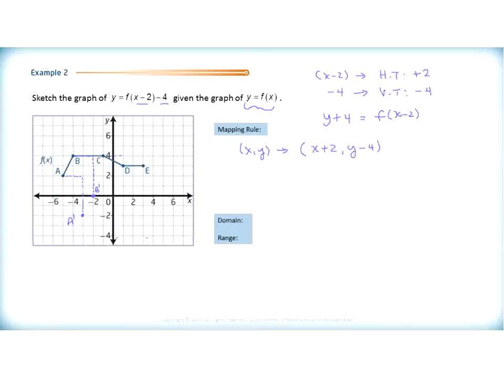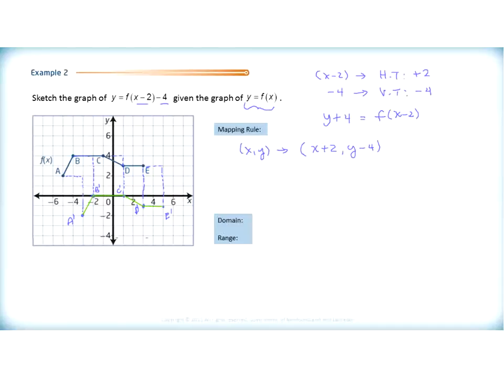C prime, 2 units to the right, 4 units down. C prime right here. D prime, 2 units to the right, 4 units down. There's D prime. And finally, E prime, 2 units to the right and 4 units down. And there, of course, is E prime. All we need to do is join them up the exact same way they're joined up in the original function. So A is joined to B, so we join A prime to B prime. We join B prime to C prime, C prime to D prime, and finally D prime to E prime. And there's my translated graph.